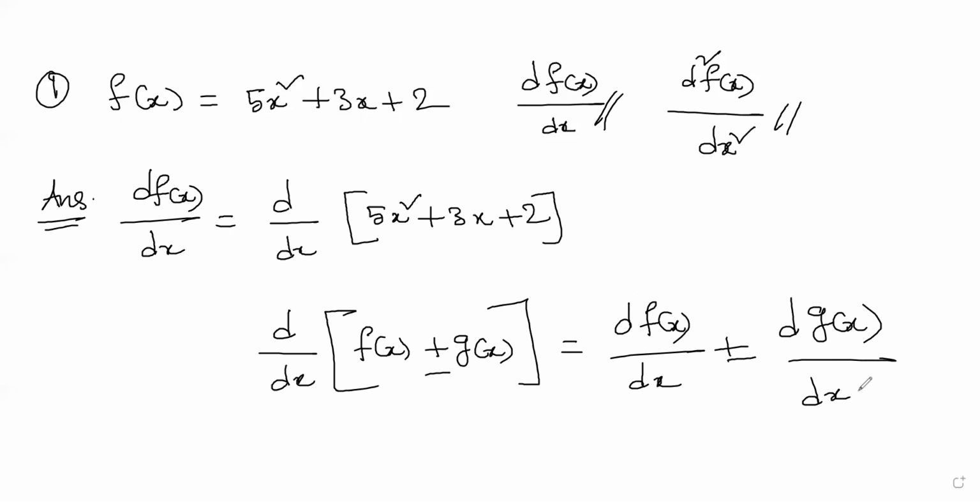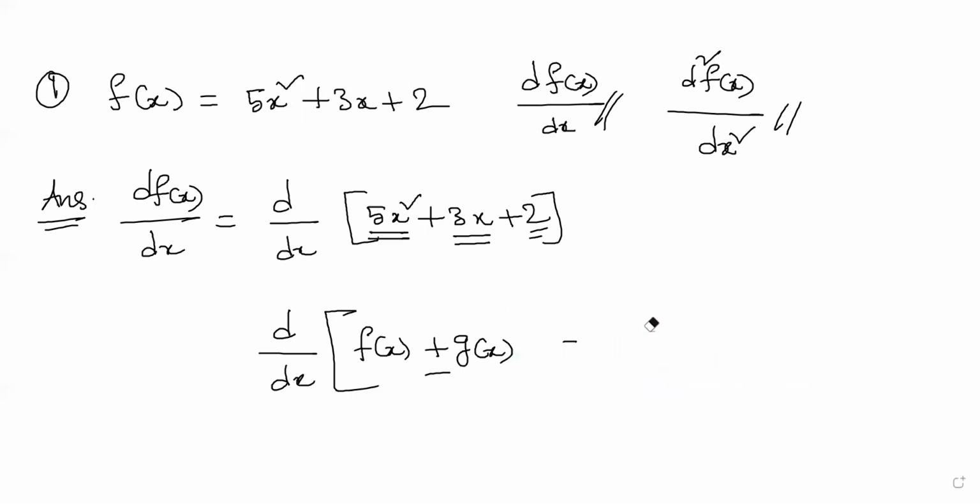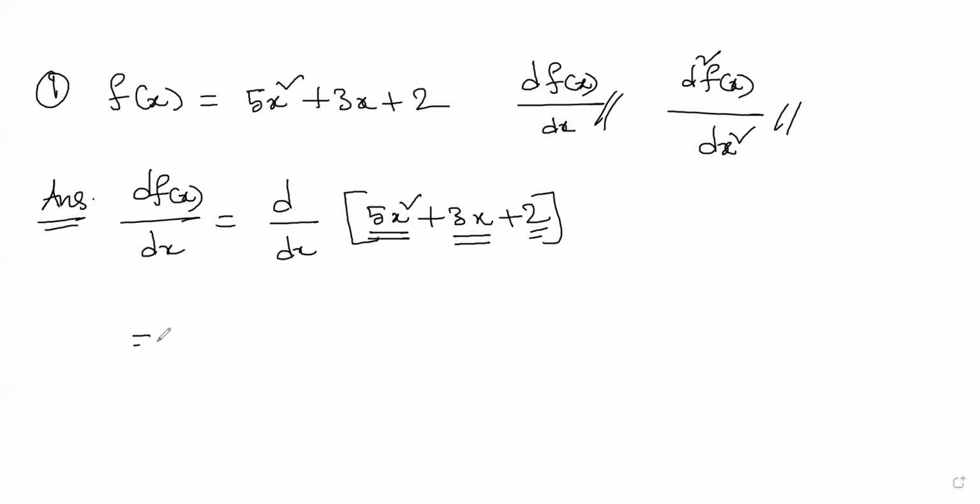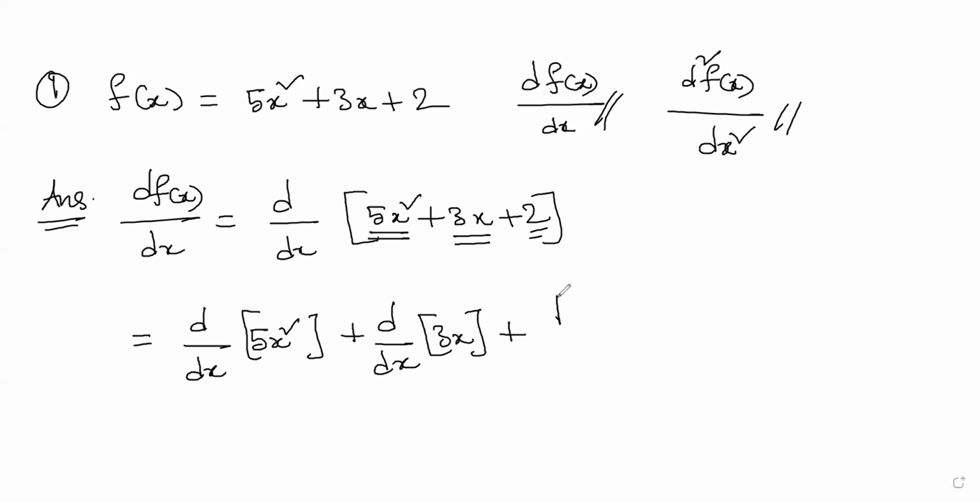So here such a situation is there because it is a combination of different functions. This is one part, this is another function, this is another function. Like this we have to split and do. Okay, let us see how to deal with this. This is a pretty simple job. Now we need to see this one by one part. So d by dx of, let us say, 5x square, this is the first part, plus d by dx of 3x plus d by dx of 2.